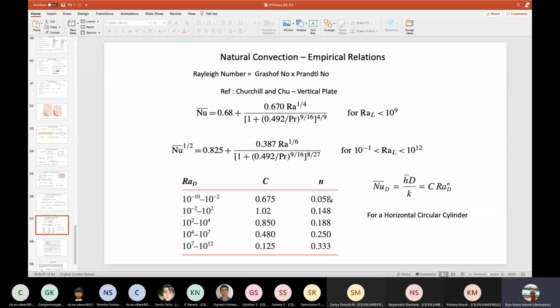Now, for a horizontal cylinder, for example, you can relate that based on the diameter of the horizontal cylinder. The Nusselt number is hd over k, where h, the average heat transfer coefficient, is given as a function of C and the Rayleigh number to the power of n. This Rayleigh number is based on the diameter d of the cylinder, with exponent n. For various Rayleigh numbers, this correlation works, from 10 to the power of minus 10 to 10 to the power of minus 2, with an exponent of 0.675, and then 0.058. Similarly, for various ranges, this here is a turbulent regime, because 0.125 is almost like 1/3, the Rayleigh number to the 1/3 almost. So anyway, these are the practical correlation numbers.